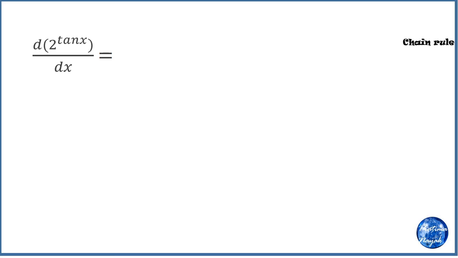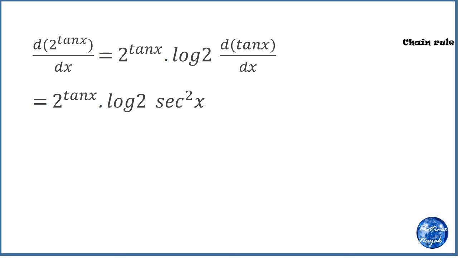Next is 2 raised to the power 10x. So 2 raised to the power 10x will be 2 raised to the power 10x into log 2 multiplied by the derivative of g(x). What is g(x) here? g(x) is 10x. So the derivative of 10x again. So it will be 2 raised to the power 10x into log 2 multiplied by the derivative of 10x, which will be 2 raised to the power 10x into log 2 into 10.